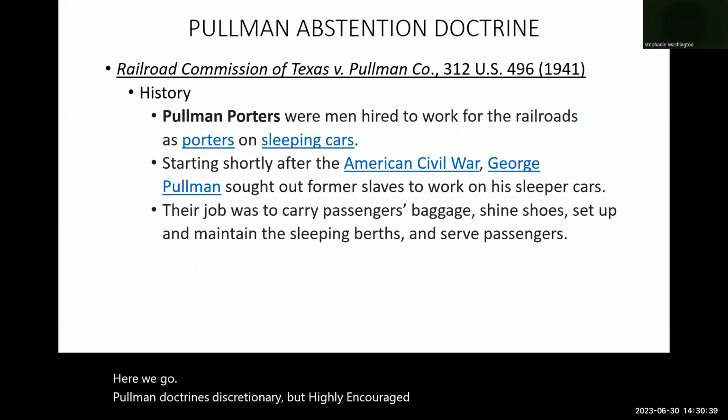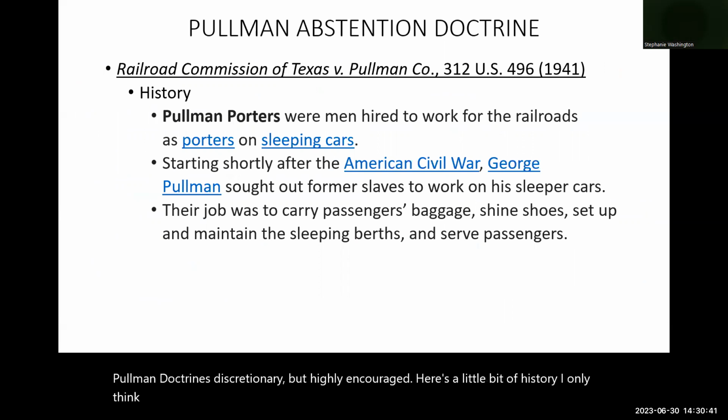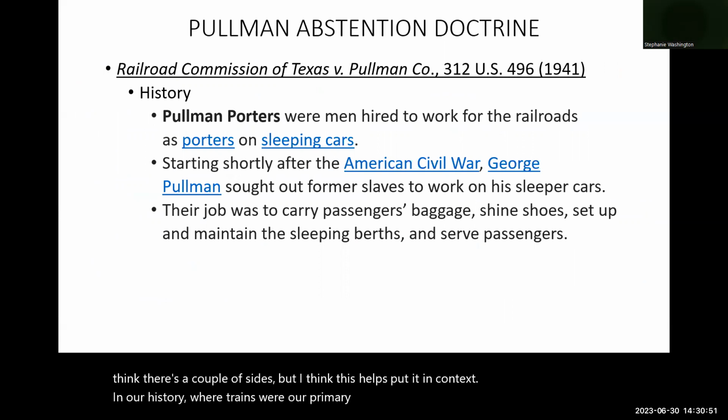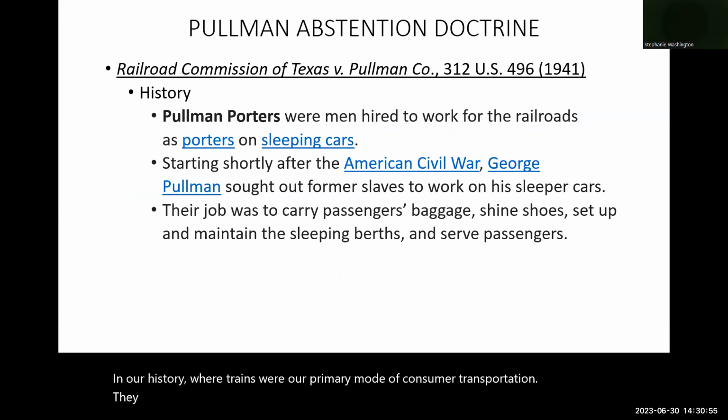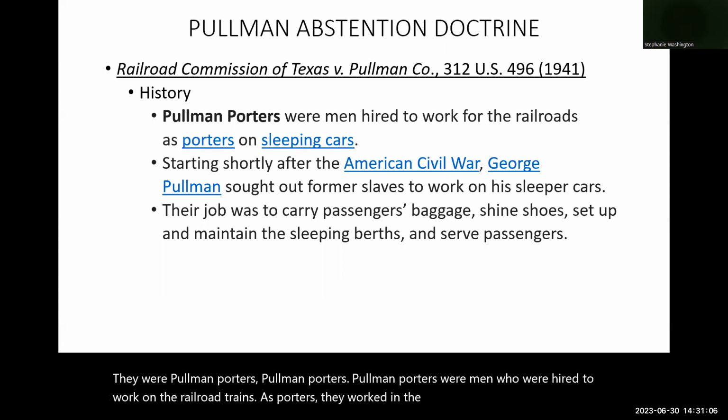Here's a little bit of history. I only think there's a couple of slides, but I think this helps put it in context. In our history, where trains were our primary mode of consumer transportation, they were Pullman porters. Pullman porters were men who were hired to work on the railroad trains as porters. They worked in the sleeping cars.